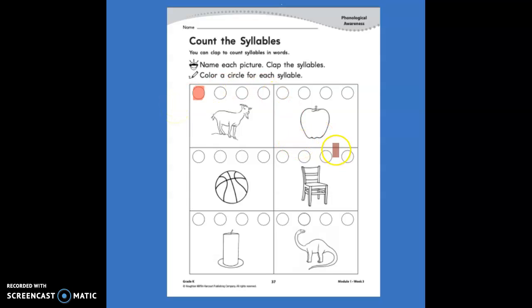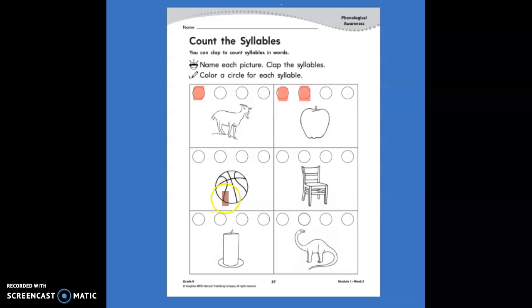Now what is this a picture of? It's an apple. So let's clap out the syllables for apple. Ready? Here we go. Apple. How many times did you clap? You clapped 2 times. So the word apple has 2 syllables.